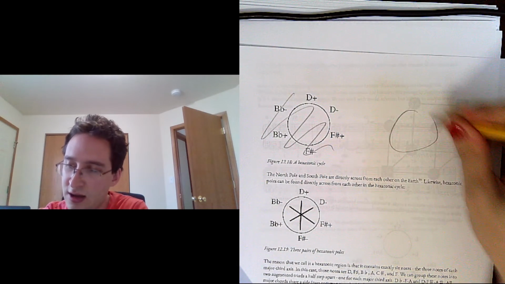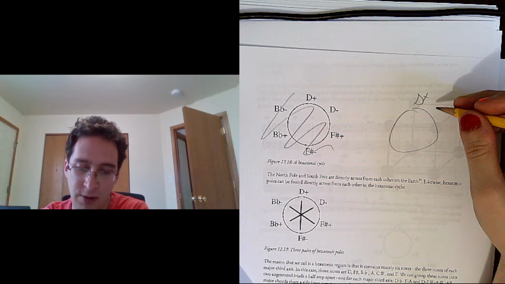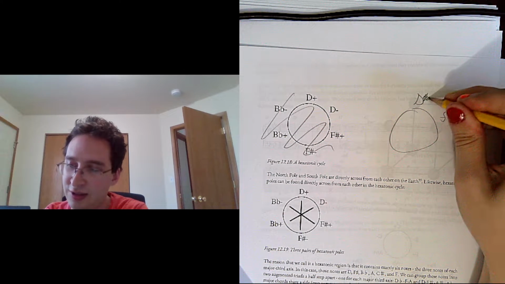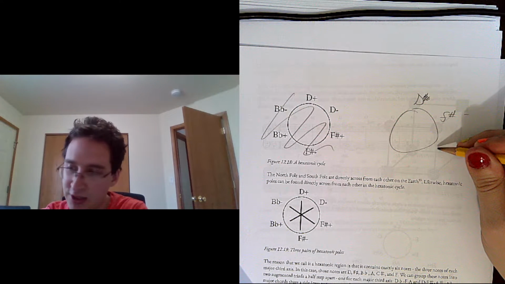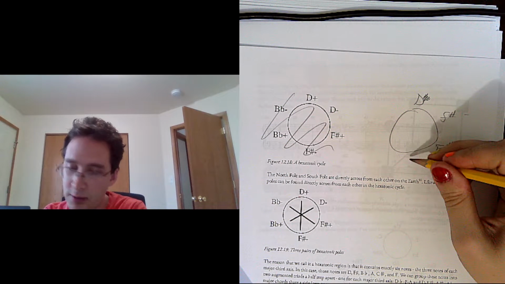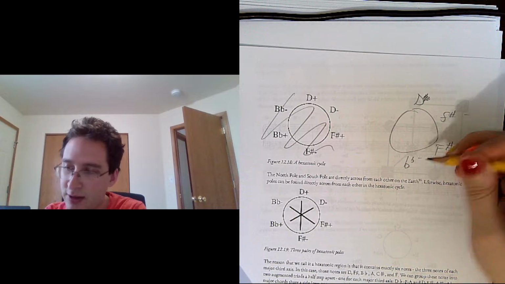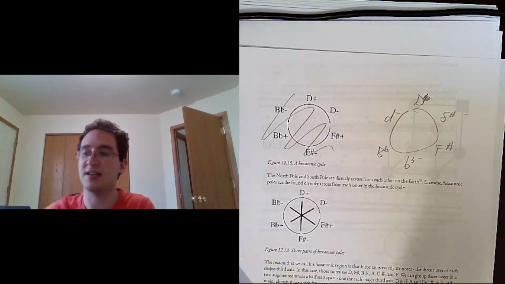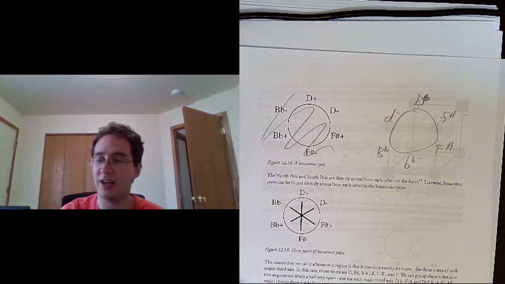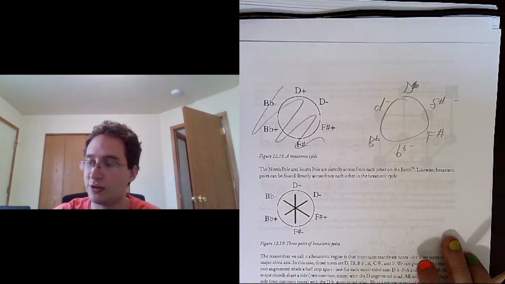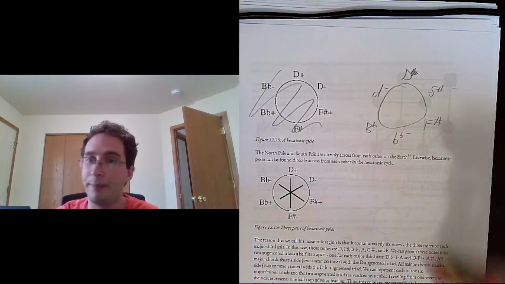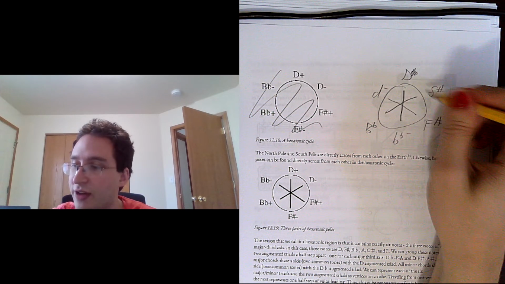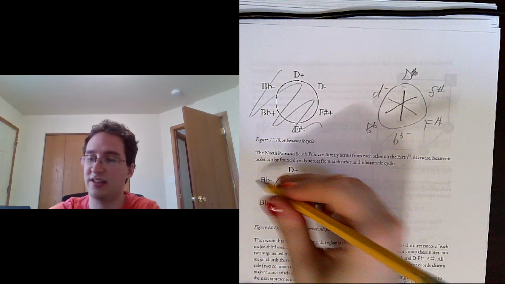We started on D major. We went to F sharp minor. That looks like augment. I'll just make it capital. We went to F sharp major. We went to B flat minor. We went to B flat major. We went to D minor, and then back to D major. So just like the North and South Pole are directly across from each other on the Earth, hexatonic poles are directly across from each other on the hexatonic cycle.